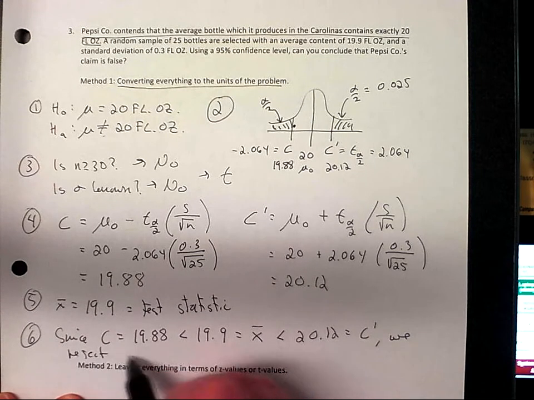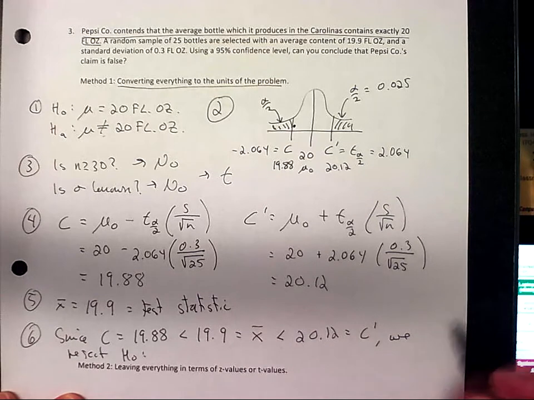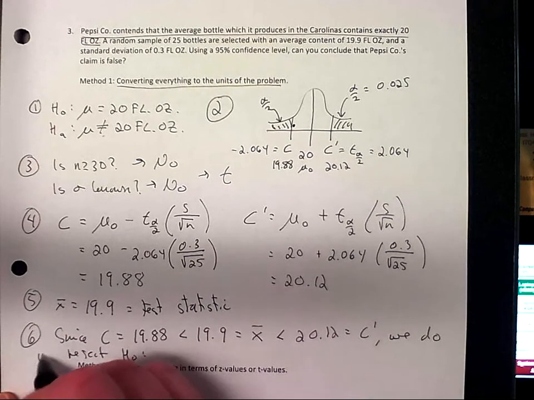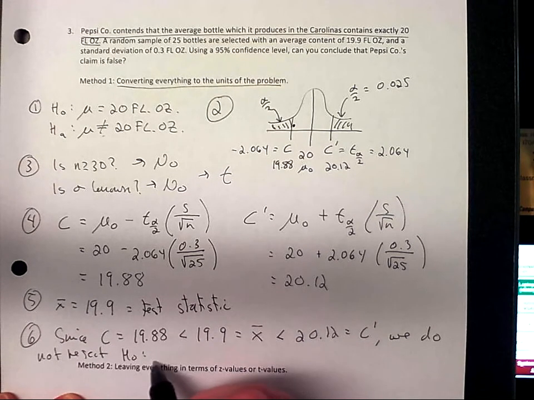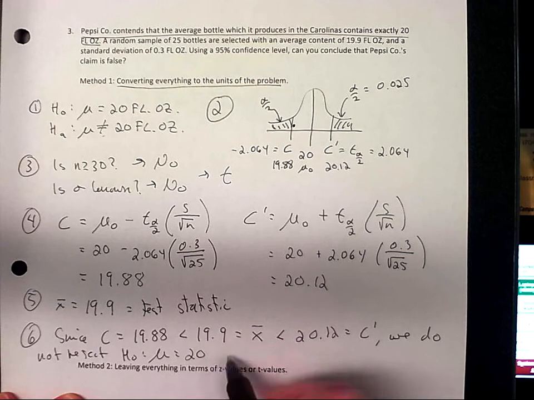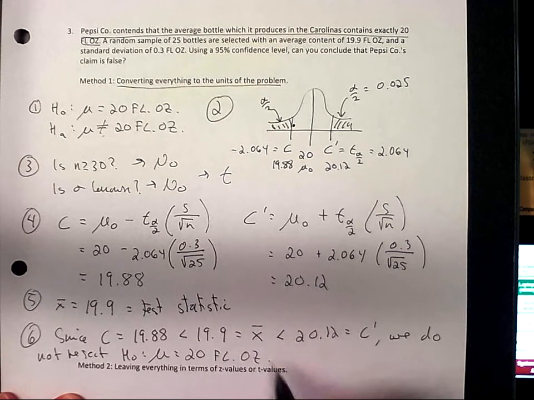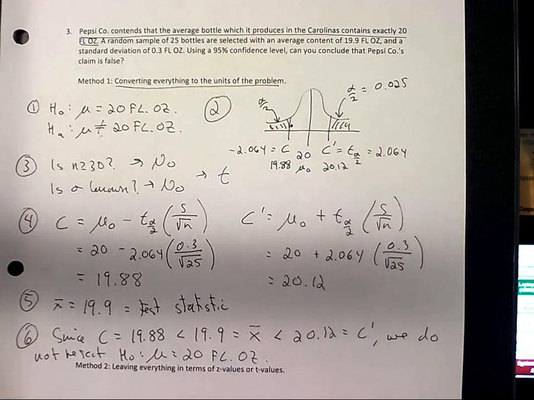We reject the null hypothesis. Oh, we do not reject the null hypothesis. We do not reject the null hypothesis that mu is equal to 20 fluid ounces. Alright, I know some of you are sitting there thinking, hey, wait a second. This is really darn close, and had I rounded, we would have been right on the line, right?